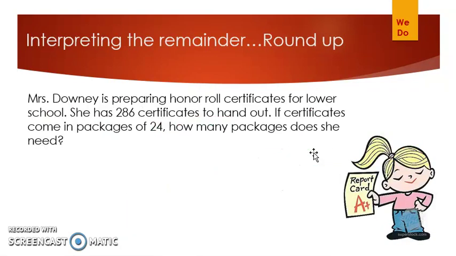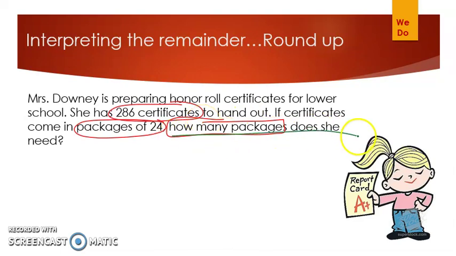Okay, on the next one, we're going to do this together. We're going to interpret the remainder, but this time we're going to have to understand the context in order to know that we need to round up. So we have Mrs. Downey, and she's preparing honor roll certificates for lower school. She has 286 certificates to hand out. If certificates come in packages of 24, how many packages does she need?